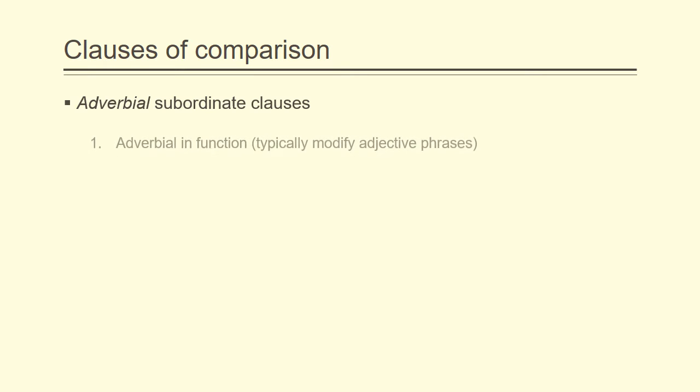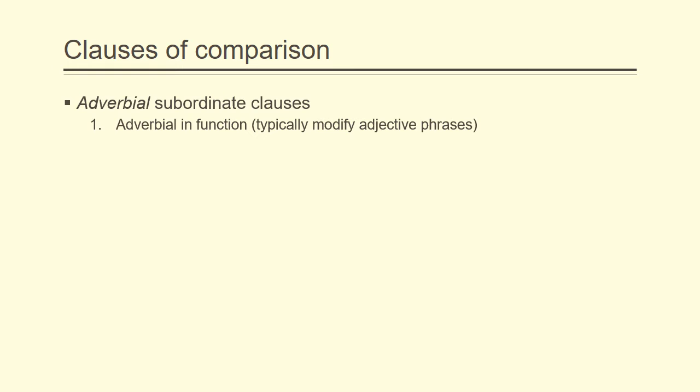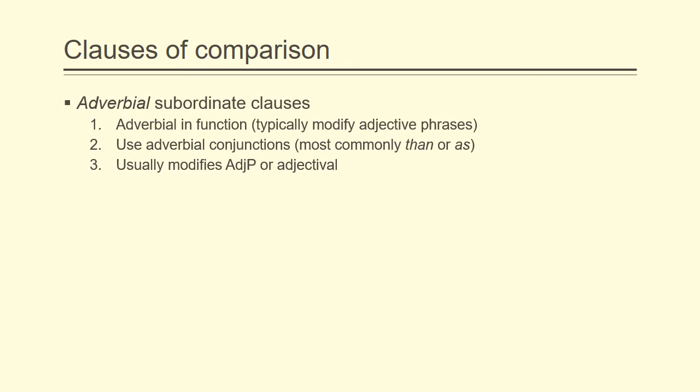Okay, let's take a closer look at clauses of comparison. First of all, these are adverbial subordinate clauses, and they are adverbial in function. Secondly, they use adverbial conjunctions. We've already seen that the way that adverbial conjunctions are formed is simply that you take a normal declarative clause and you add a subordinating conjunction, an adverbial subordinating conjunction. And that's the case here. They most commonly use the adverbial conjunctions than, or, as. And thirdly, as an adverbial clause, they do usually modify an adjective phrase or an adjectival.